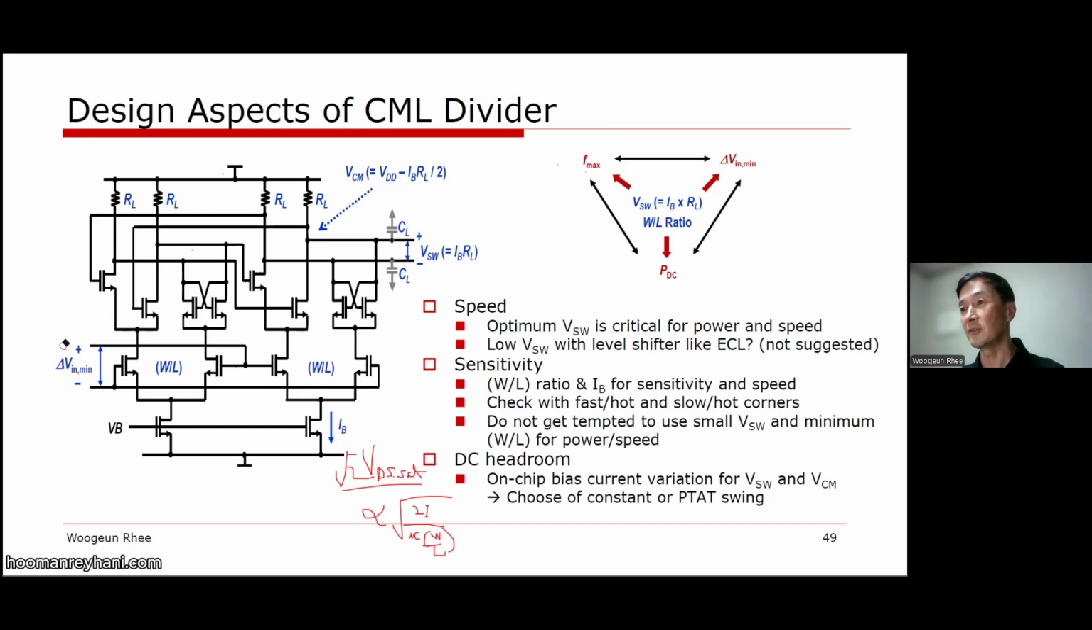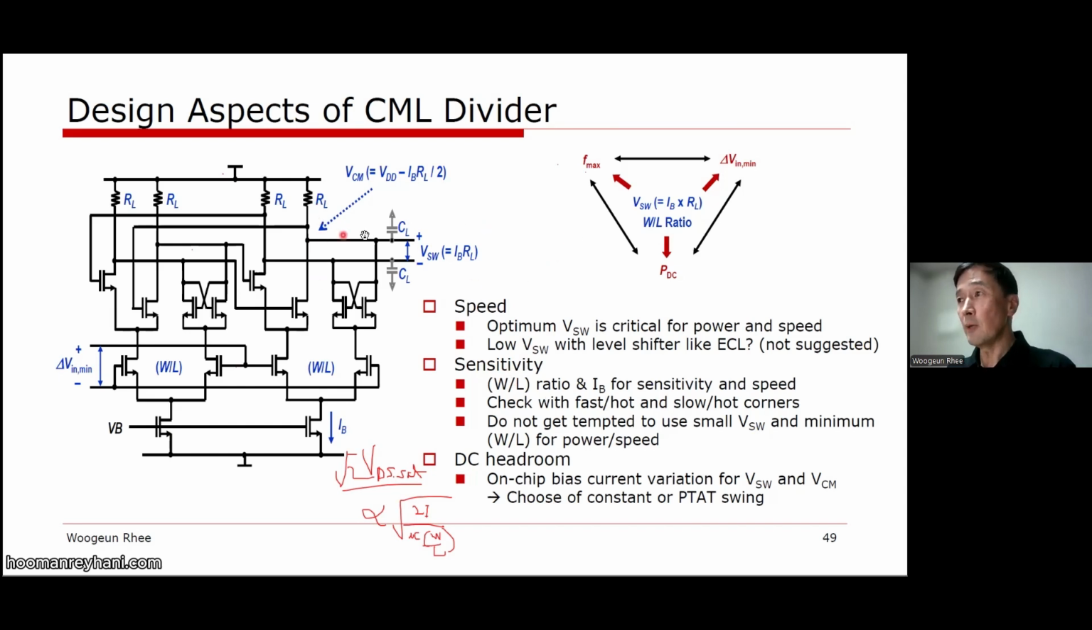So there are many things to be considered for the CML divider. One of the most critical parameters is the voltage swing, how to set the IB times RL. You set the common mode voltage first. It should not be too low, because this low voltage will affect the next stage. This one will go to the gate, and then VGS and the current in the following stage will suffer.